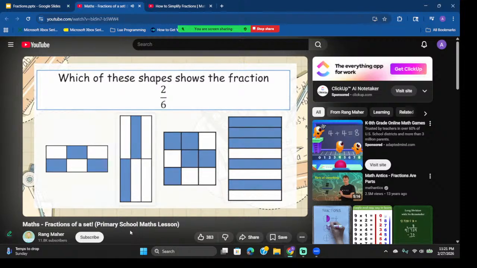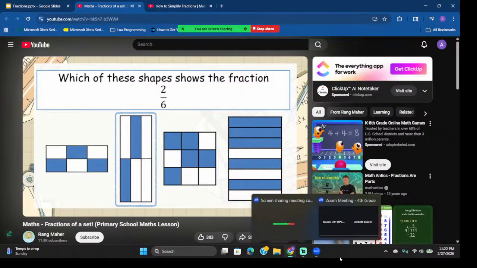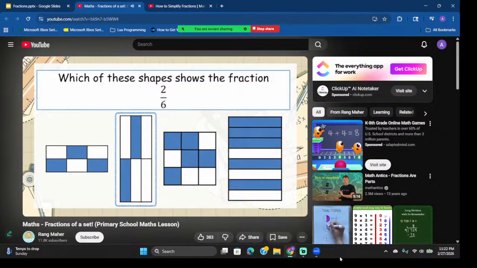Did you get it? The correct answer is this shape here, because you see 2 parts are shaded, that's our top number, and altogether there are 6 parts to the shape, our bottom number, the denominator. Here's an extra little challenge for you. Take a look at this shape that I have marked here. We just figured out that 2/6 of this shape are shaded. So what fraction of the shape is not shaded?